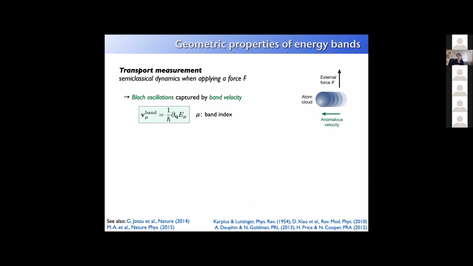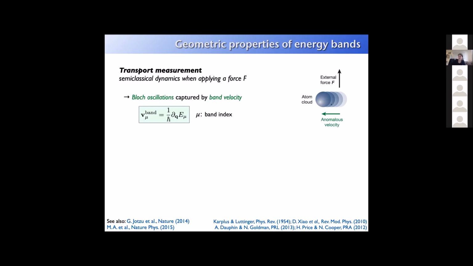Now, we have been using a technique that is more inspired from solid state physics, and we have extracted the Chern number from transport measurements. The idea is again to prepare a wave packet at a certain position in quasi-momentum space in a dispersion relation, and then apply a force to our atomic cloud that linearly changes the quasi-momentum as a function of time. And we probe, or we move the wave packet adiabatically through the band we are interested in probing.